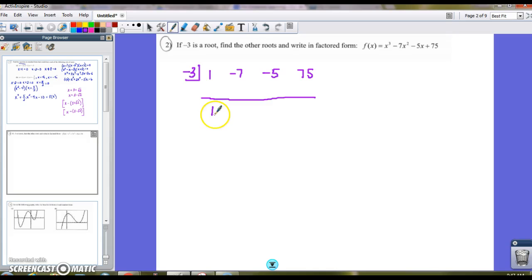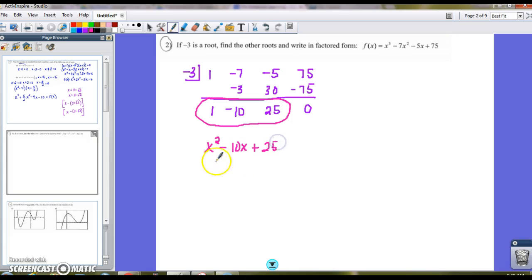Let's see, 1 times -3 is -3. That gives me -10. That gives me +30, 25. -75 and 0, which I knew would come out to be 0 because it said -3 is a root. But now, if you look at what you have left, this is now your new polynomial function, right? This would then be x squared minus 10x plus 25, and we know we can factor that. That factors to x minus 5 and x minus 5.